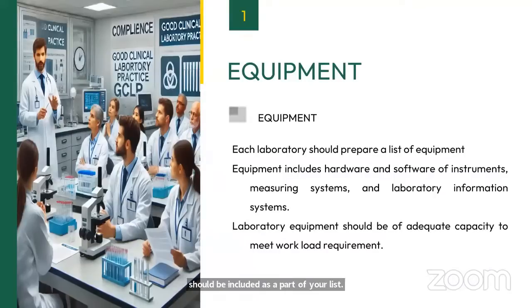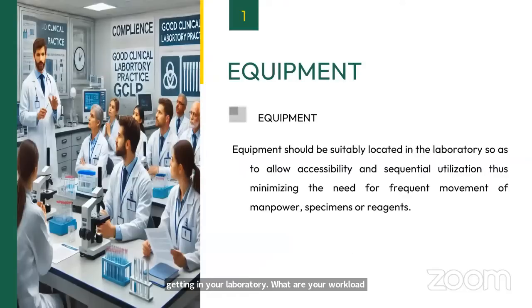Now, what is included in the equipment? Equipment includes all the hardware and software of the equipment. It is not only the hardware or the machinery part. It also includes the software part of the equipment, measuring system and laboratory information system. All these will be considered or included in the list of equipment. Laboratory equipment should be of adequate capacity to meet the workload requirement. So what type of equipment should be purchased? Many times we get the question, what equipment should I purchase in my laboratory. So it depends how many tests you are getting in your laboratory, what is your volume, what is your workload. Depending upon that, you should have adequate capacity equipment.